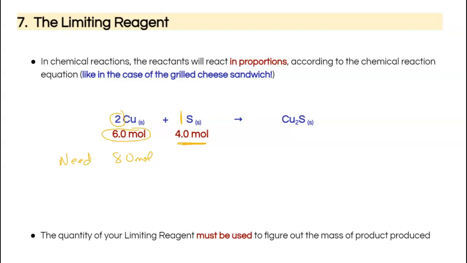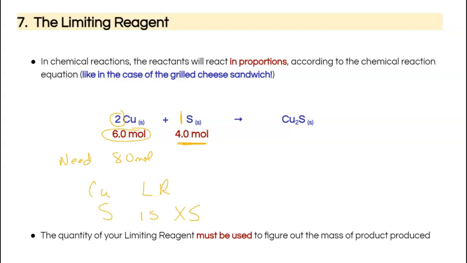So in this case, my copper is the limiting reagent because I don't have enough of it to react my sulfur fully. Okay, so in light of that, I would say that my sulfur is the excess reagent. Okay, I have leftover of it.